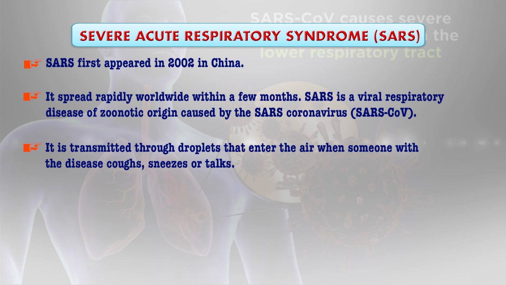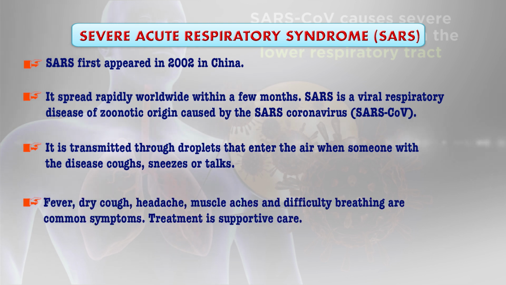And even now presently in the year 2021, we have a new variant, the Delta variant, and also the Omicron variants, which are coming daily in your newspapers, and we are getting to know more of this from the genome sequencing that is being done in the several laboratories worldwide. So this also is transmitted through the droplets that enter the air when someone with the disease coughs, sneezes, or even talks. Fever, dry cough, headache, the muscle ache and difficulty in breathing are some of the very common symptoms.